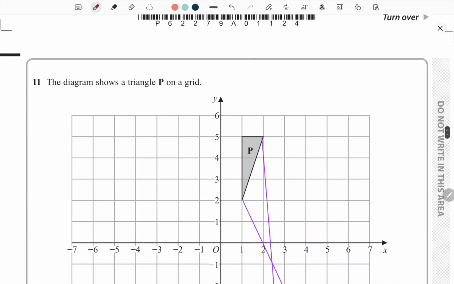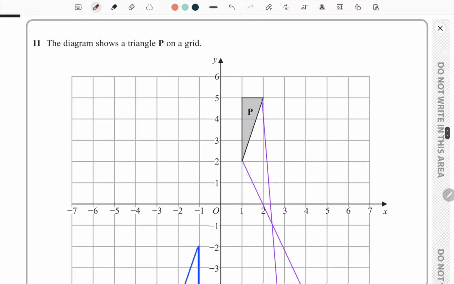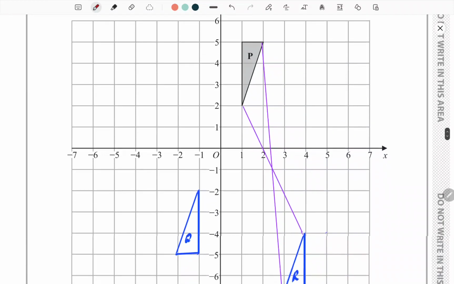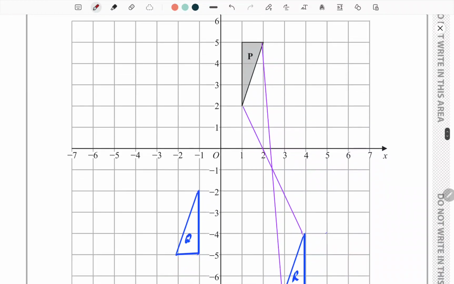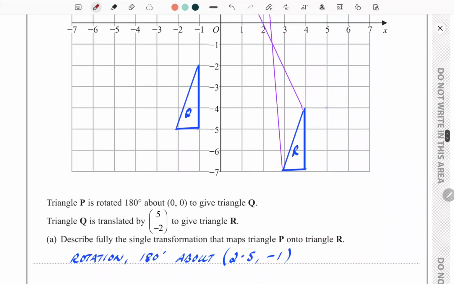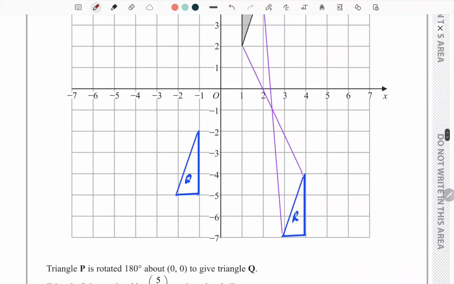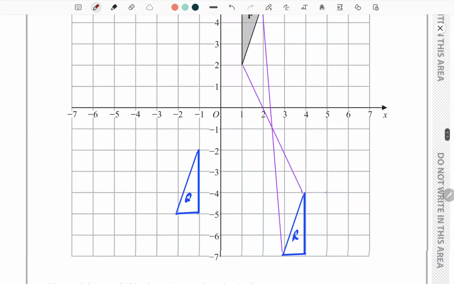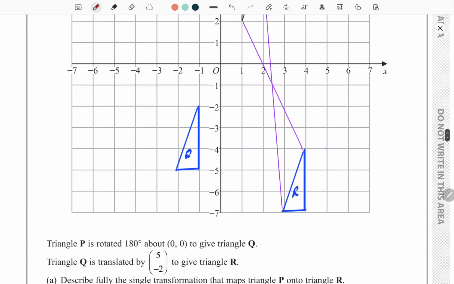Not too difficult. Right, this question is going to take a little bit more discussion. I'm going to try and get through this as quickly as I can. All right, let me squeeze this thing down. So you've got a triangle P initially, and you can see it there. And it says it's rotated 180 degrees about the origin, 0, 0, to give triangle Q.